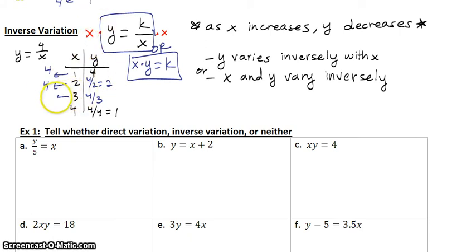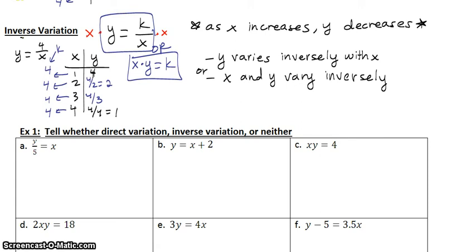Alright, x times y: 3 times 4/3 is also 4. 4 times 1 is also 4. So this time, if I do x times y, I should get the same number each time. And that's still called the constant of variation, even though it's inverse right now.